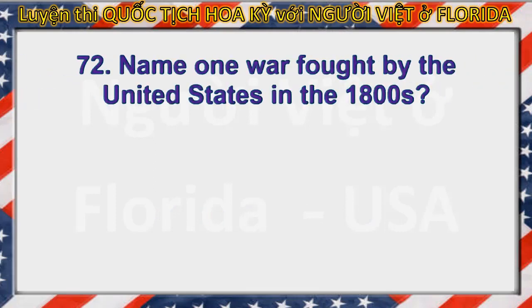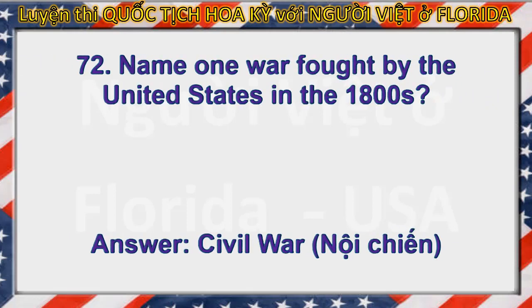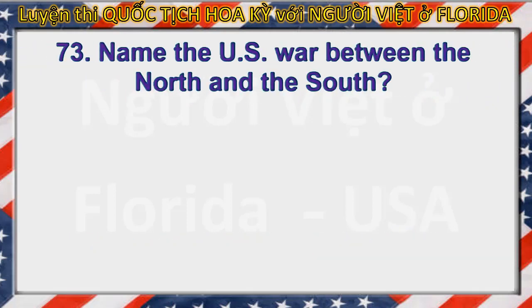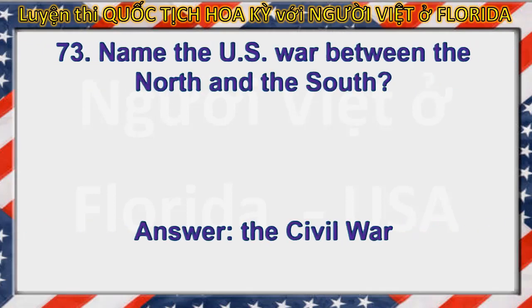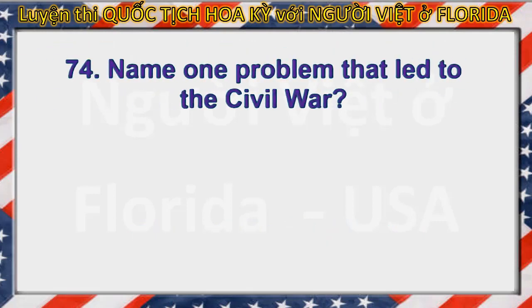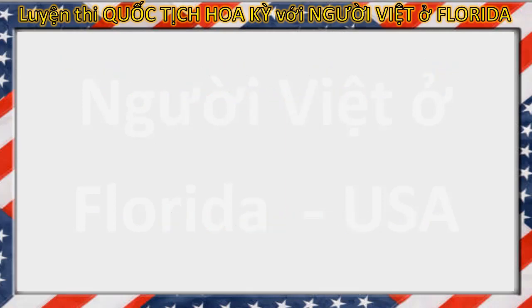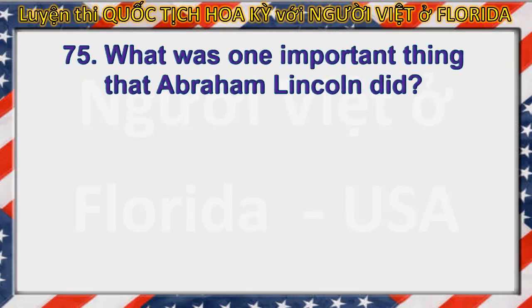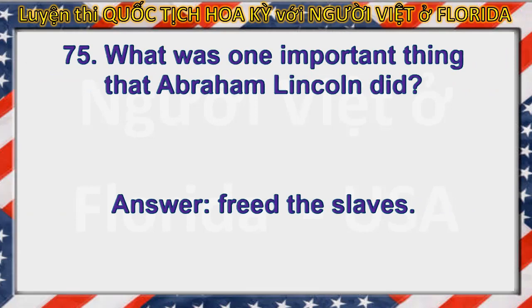Name one war fought by the United States in the 1800s. Civil War. Name the U.S. war between the North and the South. The Civil War. Name one problem that led to the Civil War. Slavery. What was one important thing that Abraham Lincoln did? Free the slaves.